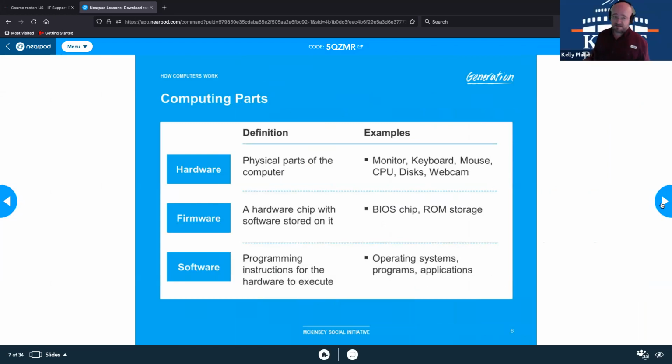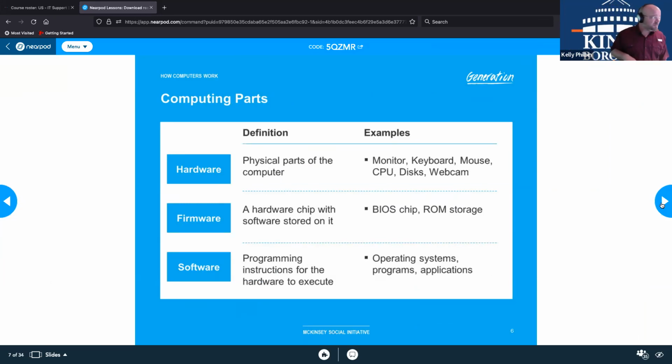Really basic for computing parts. First, you have your hardware, physical components. That's anything you can touch. Monitors, keyboards, mice, speakers, RAM modules, CPUs, motherboards, all of that stuff. If you can physically touch it, that is considered hardware.